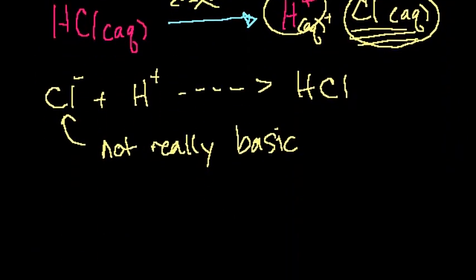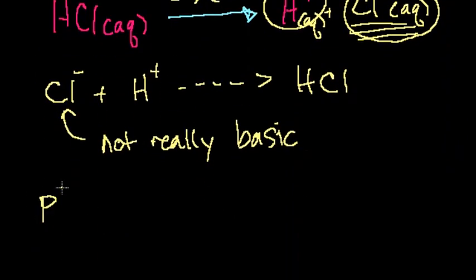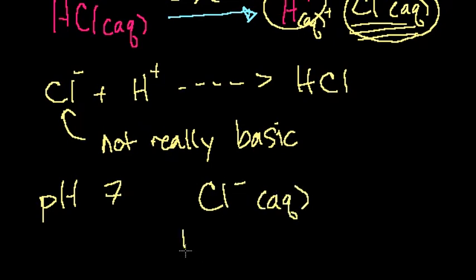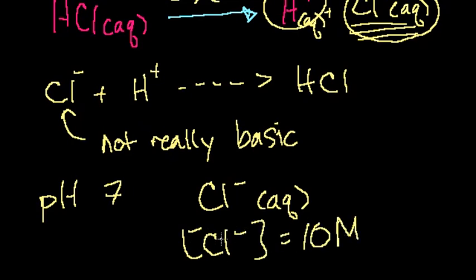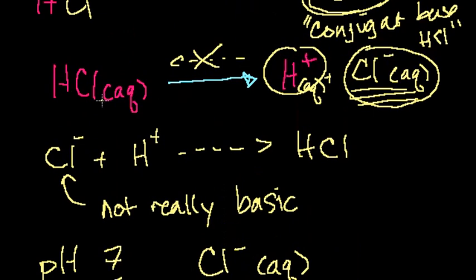The pH would be 7 if you have chlorine minus in an aqueous solution, and I don't care what its concentration is. You could have 10 molar of it. The pH is still going to be 7 because it's not going to change the solution. It's not going to change the pH, just this by itself. Now, obviously, if you put hydrochloric acid in an aqueous solution, this will change it, because you're going to be dumping all of these hydrogen protons into the solution.